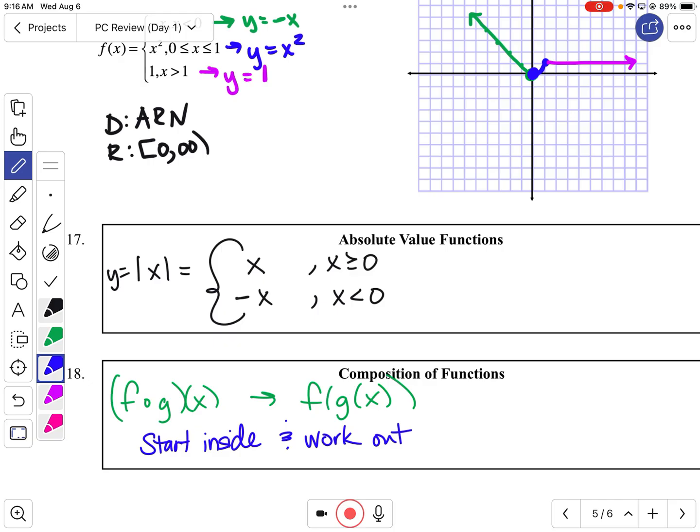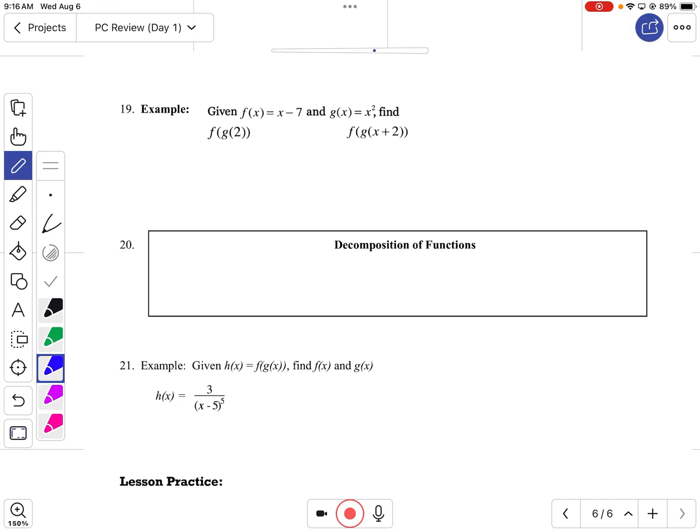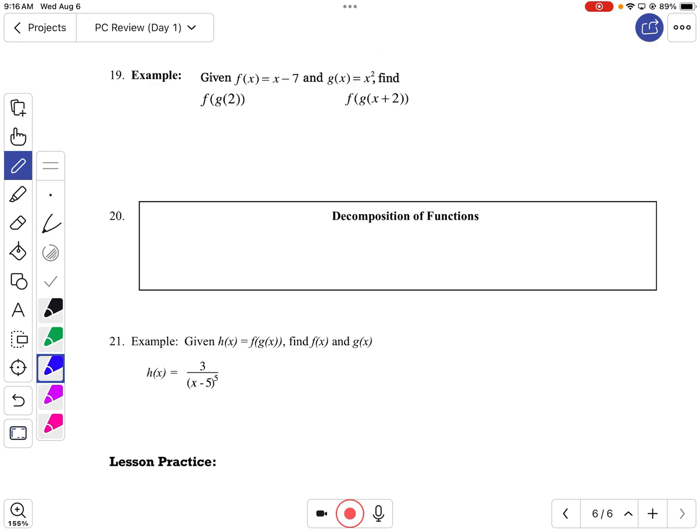All right, let's do a little composition. Okay, for all things functions. All right, here we go. So let's look at this one. It says f of x is equal to x minus 7, g of x is equal to x squared. See if you can do the numerical one and then try the algebraic one for me real fast.